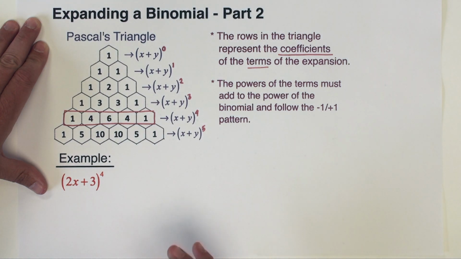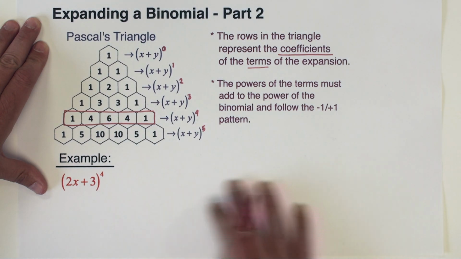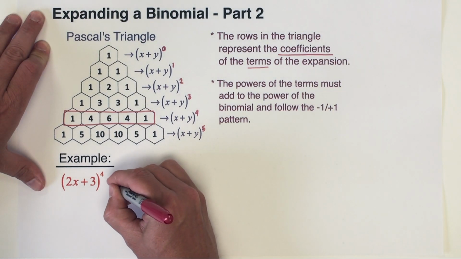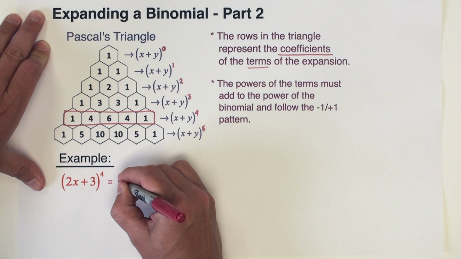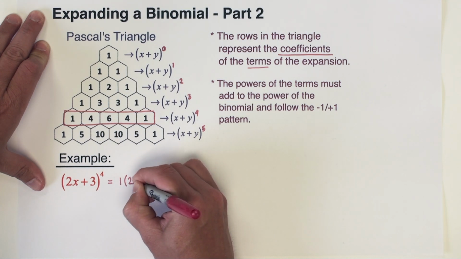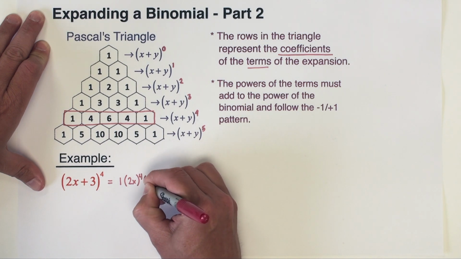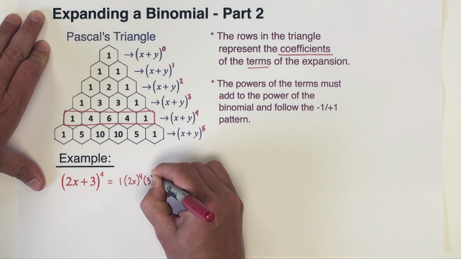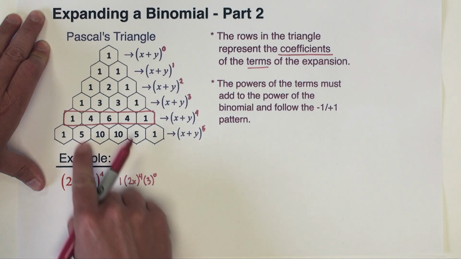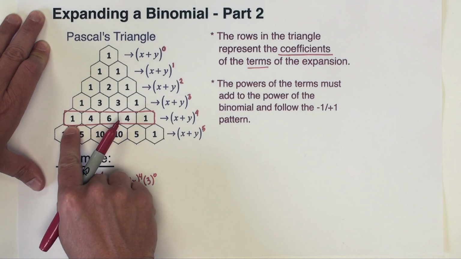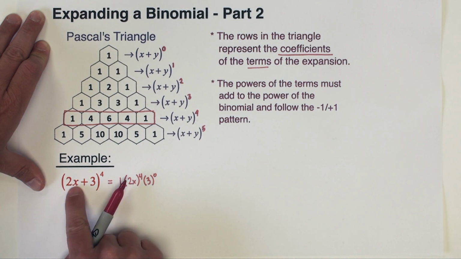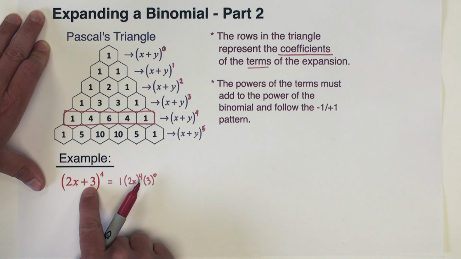Now, here's how the pattern works. I'm going to write it out and I'll try to explain it as I go. The first term of the expansion is going to have 1. We're going to have 2x to the fourth, and we're going to have 3 to the 0. So notice I've got the first number of the row in the triangle. I've got a 2x because there's a 2x in the binomial. I've got a 3 because there's a 3 there.